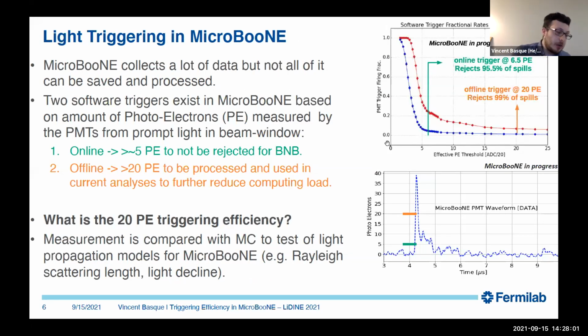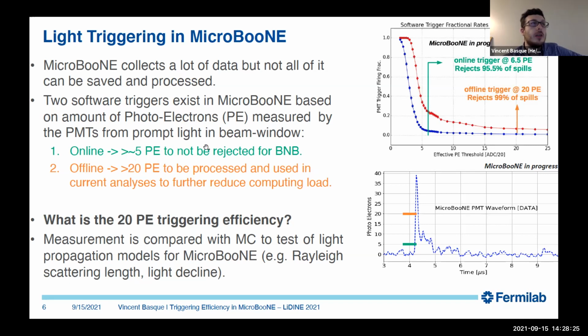So obviously, being on the surface means that we collect a lot of data, but we can't process and save all of it, especially since a lot of it is empty triggers, so we don't want to focus too much on that. So what MicroBooNE does is use two types of software triggers, based on the amount of PE that we measure by the PMT from the prompt light in the beam window, to decide if we reject or keep these events.